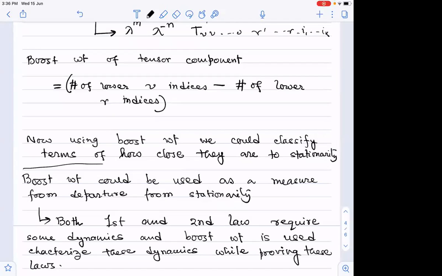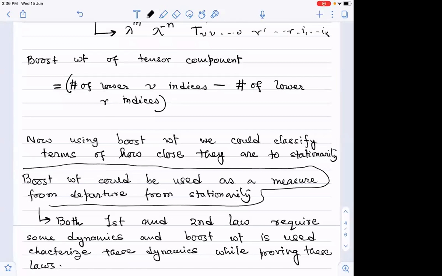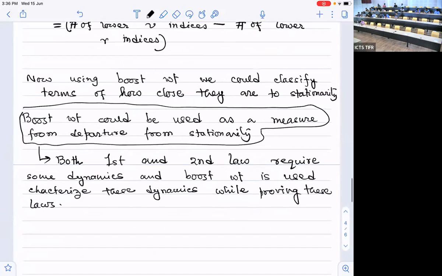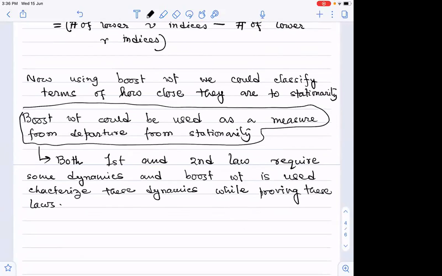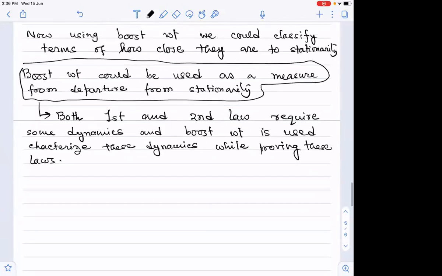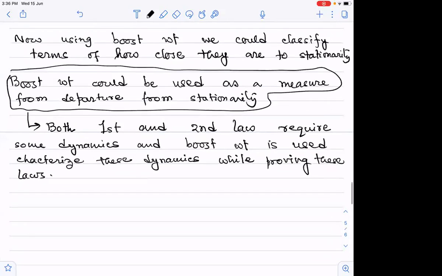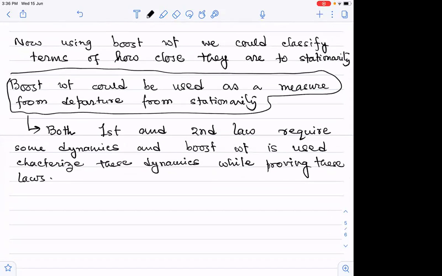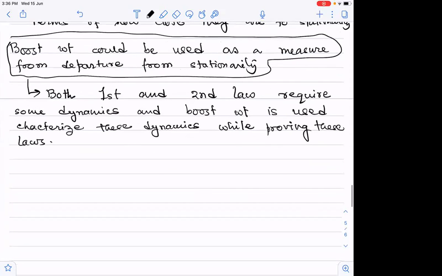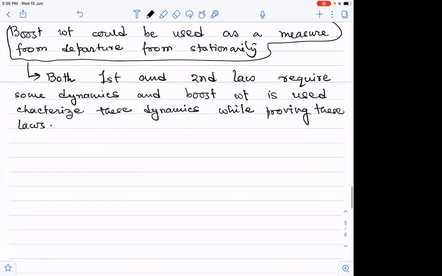This I'll describe in detail. This is one of the key parts of the proof of this particular thing. So how it differs. Here I'm giving a bit of technical detail, and some general motivation for why boost weight is necessary for the first and second law. But I'm coming to this particular point, why it is a departure from stationarity, and this is what I'm going to talk about now. Now consider departure from stationarity.